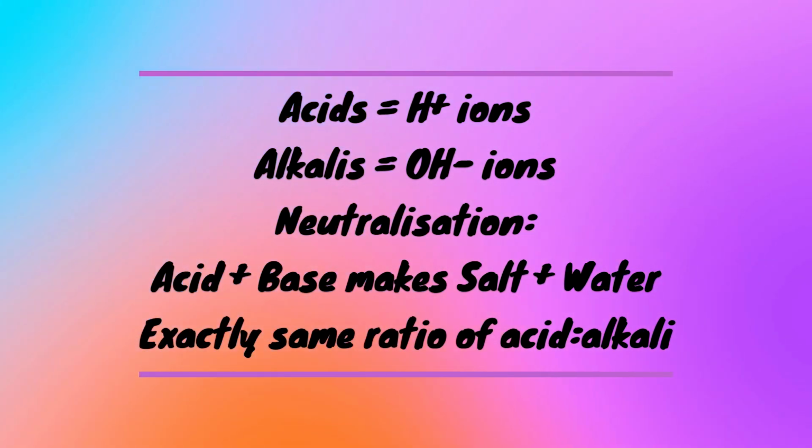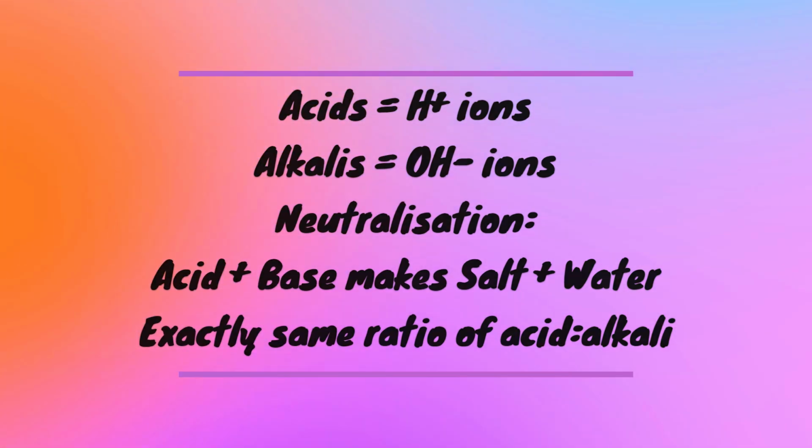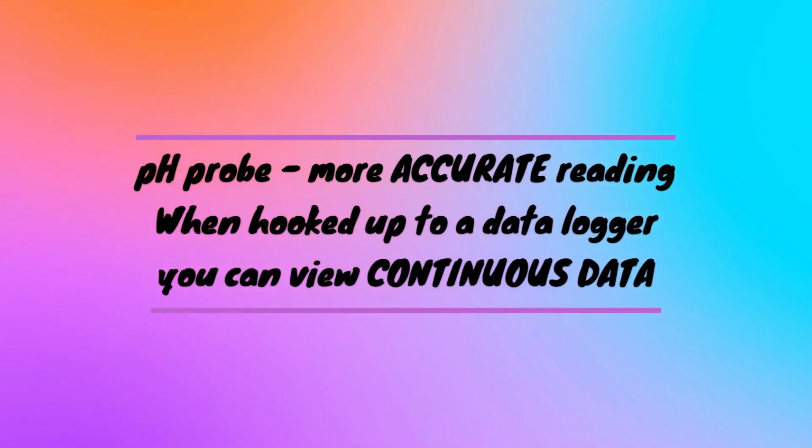For neutralisation, you must have exactly the same ratio of acid and alkali, and a pH probe provides a more accurate reading for pH than UI. This can be hooked up to a data logger to view continuous data.